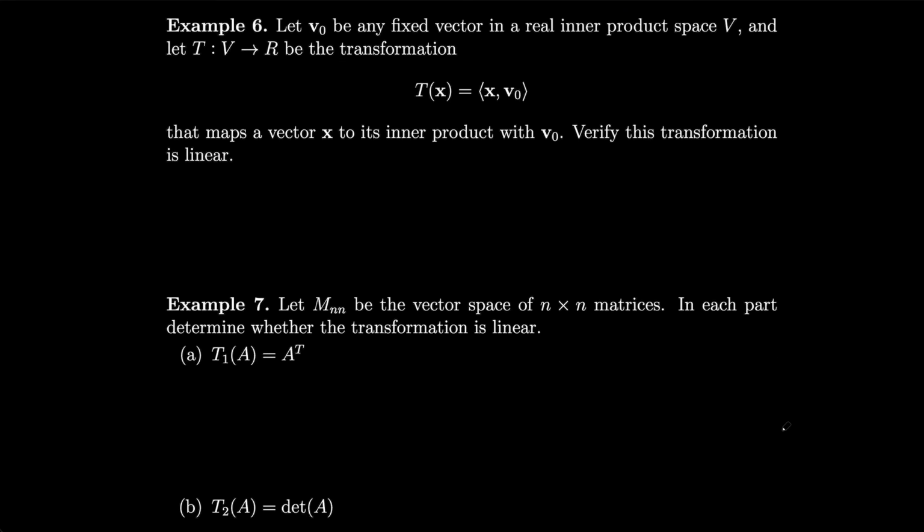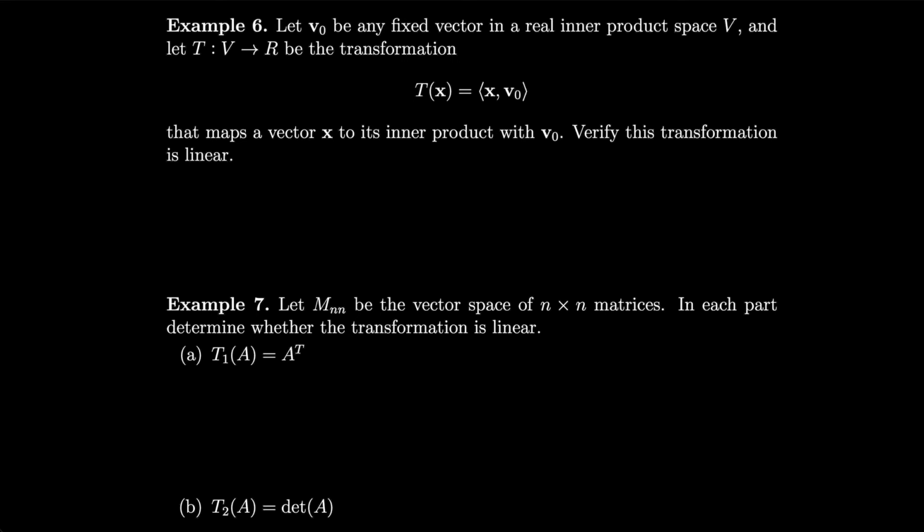How about we let v0 be any fixed vector in a real inner product space V, and let's let T from V to R be the transformation T of x equals the inner product of x with v0. So it maps a vector x to its inner product with v0. Let's verify this transformation is linear.